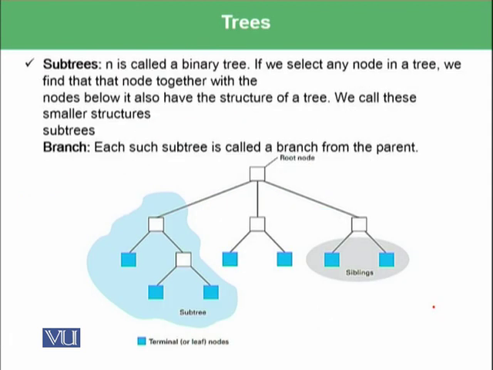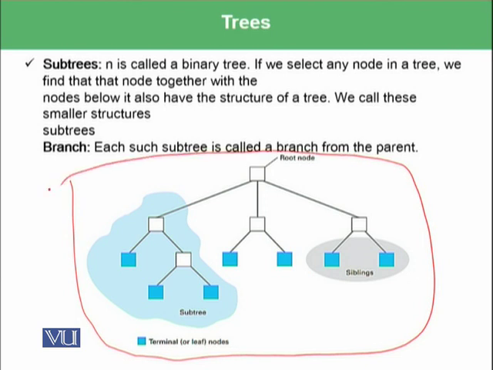So there is another concept known as a subtree. If we select any node in a tree, we find that that node together with the nodes below it also has the structure of a tree. We call this smaller structure a subtree. So for example, we have made one big tree in this diagram, and we selected this node as a root node, and then we said that this one is a subtree having its root node over here, and each subtree is called a branch from the parent node.